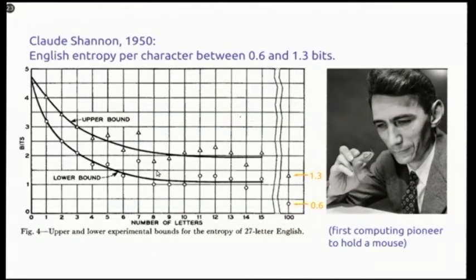And the estimates of the entropy of written English go back to Shannon in 1950. He estimated that there was between 0.6 and 1.3 bits of entropy in written English. And actually, nobody's made any good advance on that, except that I think it's more generally accepted that the entropy in English depends on who's writing, who's reading, and, you know, the context.